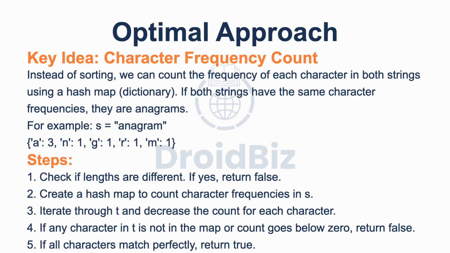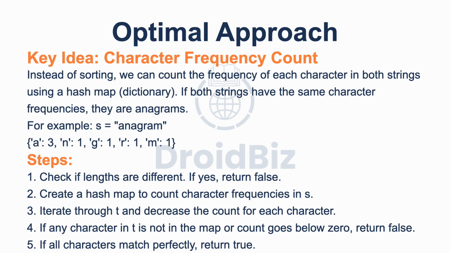Instead of sorting the strings, we can count the frequency of each character in both strings using a hash map, also known as a dictionary in Python. If both strings have the same character frequencies, they are anagrams. Here are the steps for this approach.